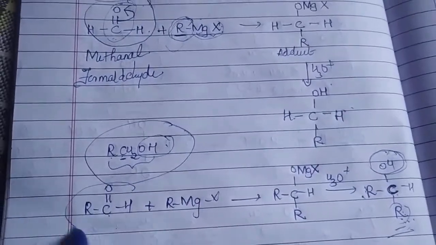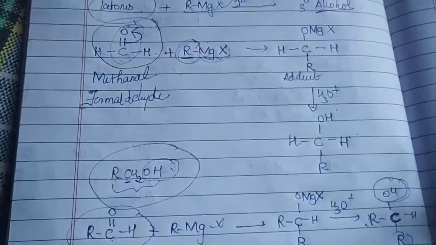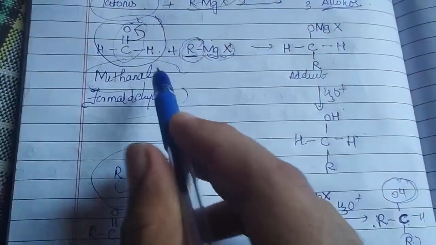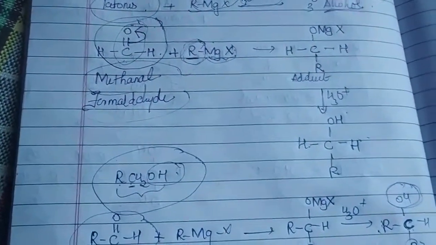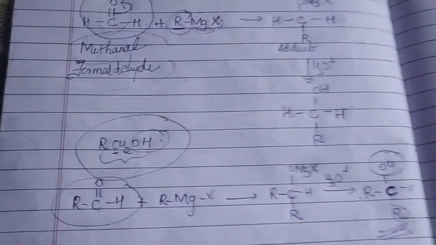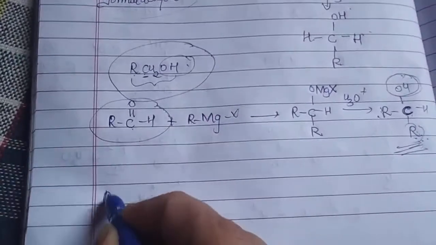So when do you get this? When you are using aldehydes other than or except methanal and formaldehyde. Excluding methanal and formaldehyde, if you take any other aldehydes, what do you get? Secondary alcohol. Go with the ketones. Yeah, come along with me.